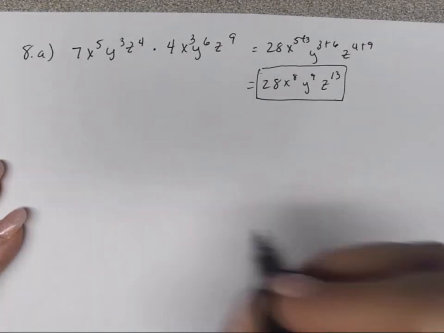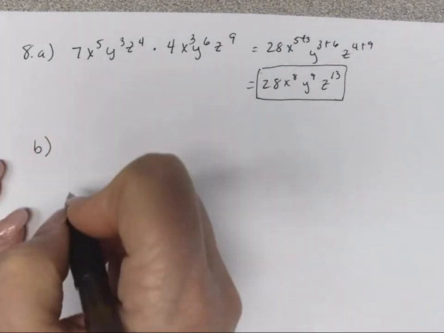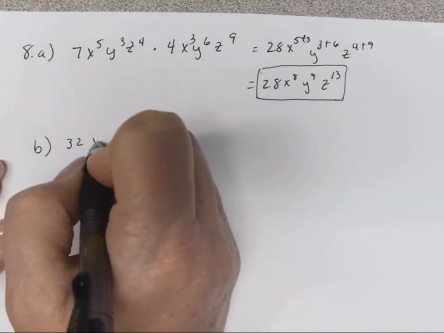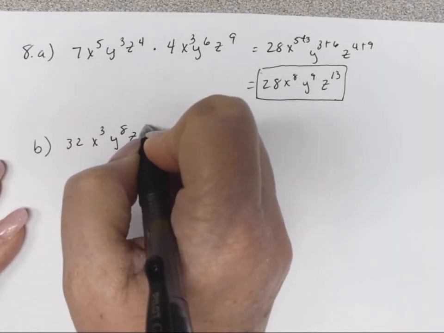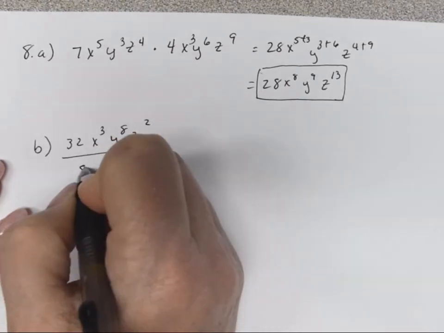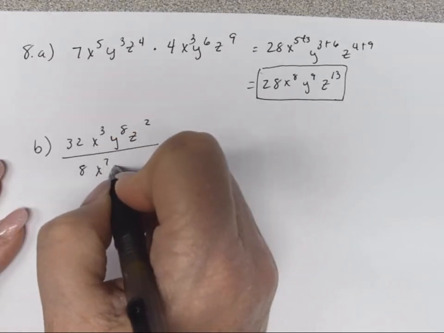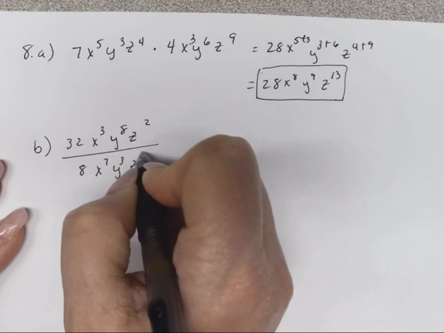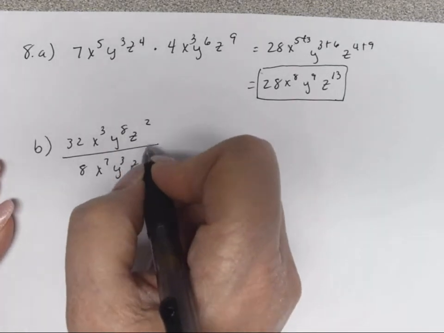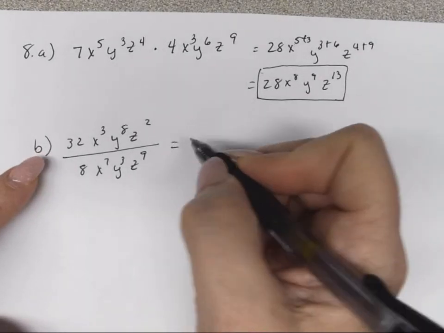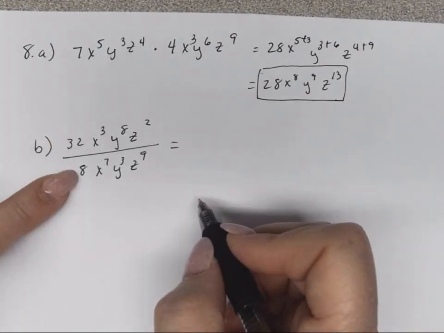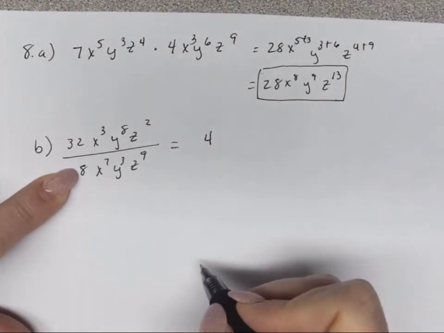All right, part B. We have 32 x to the third, y to the 8, z to the second, over 8 x to the 7, y to the third, z to the ninth. So for our number, 32 does divide by 8, so that'll get us a 4.